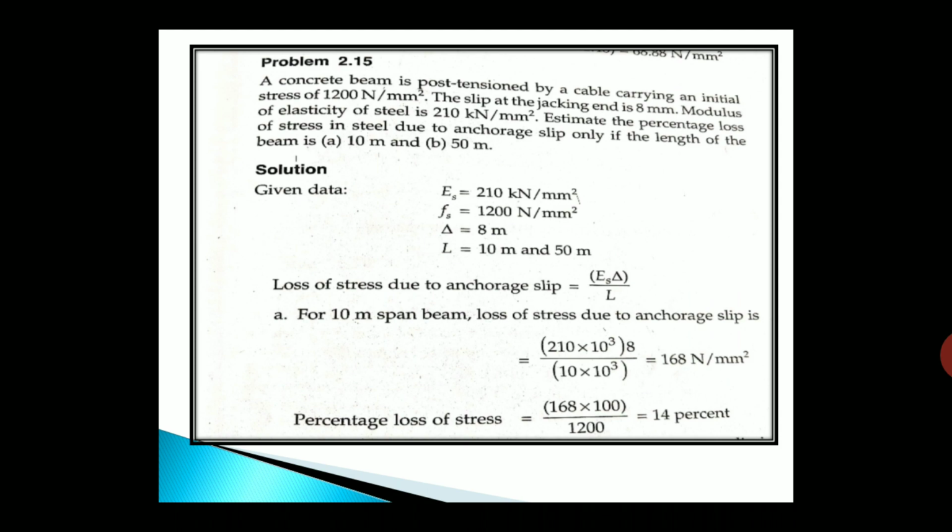Here directly we can use the formula, that is Es into delta by L, which gives us the loss. In the first case, let us substitute L equal to 10 meters, and substituting the other values, we get a loss in stress equal to 168 Newton per mm square. Therefore, percentage loss is 168 divided by the originally applied initial stress, that is 1200, multiplied by 100. Hence, we get 14% loss for a beam length of 10 meters.